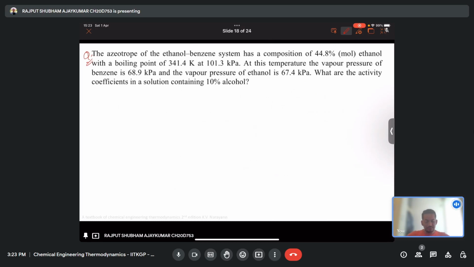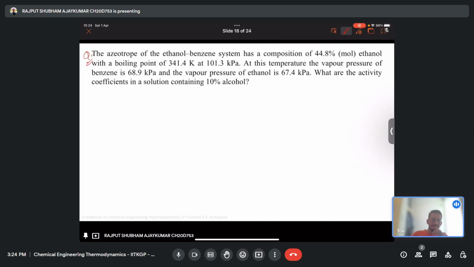So we have been given an azeotrope of the ethanol benzene system. The ethanol and benzene form an azeotrope, and the system has a composition of 48% mole of ethanol with a boiling point of 341.4 Kelvin at 101.3 kilopascal. At this temperature, the vapor pressure of benzene is 68.9 kilopascal and the vapor pressure of ethanol is 67.4 kilopascal. What are the activity coefficients in a solution containing 10% alcohol?